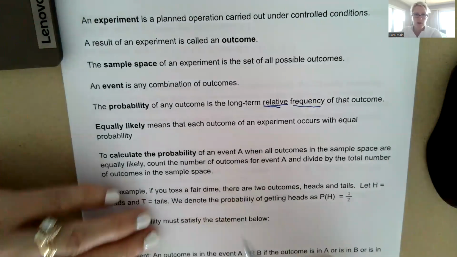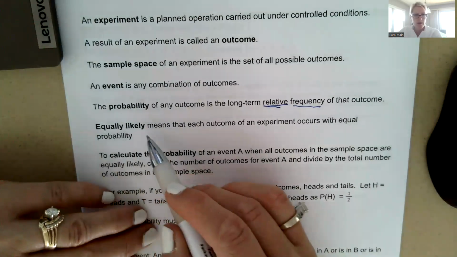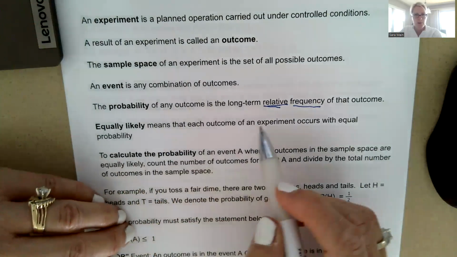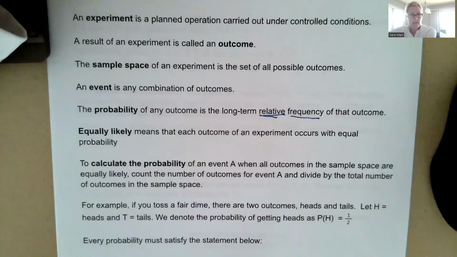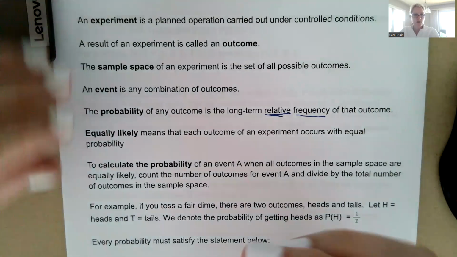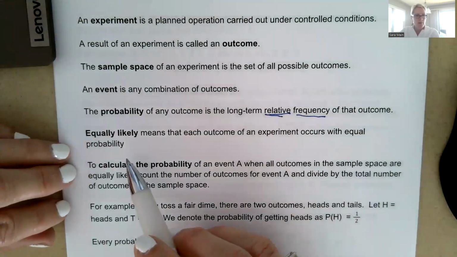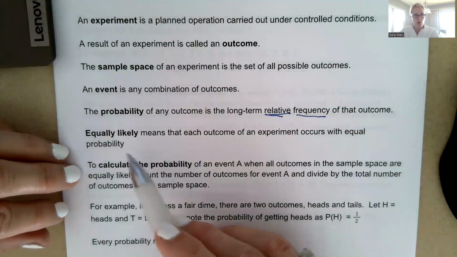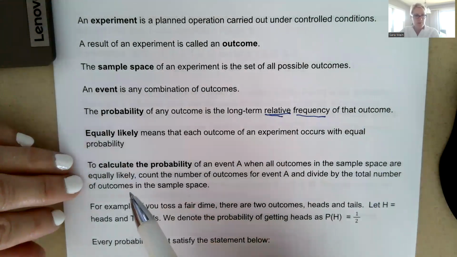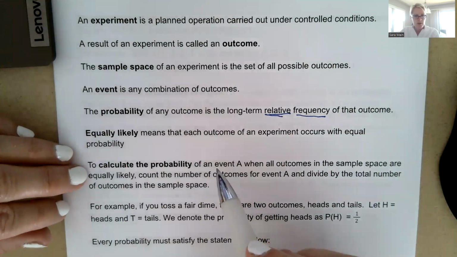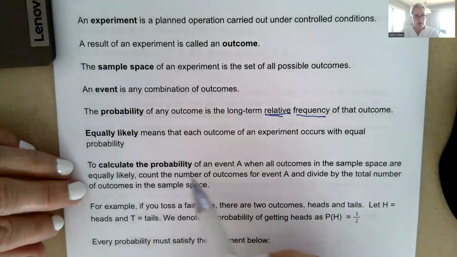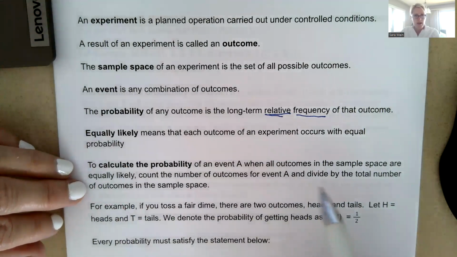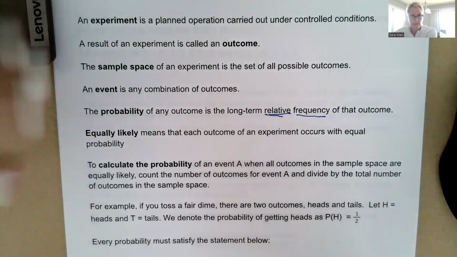classical probability, we talk about things that are equally likely. It means that each outcome of an experiment occurs with equal probability. So drawing a card from a deck, not worried about the suit or the number, rolling a die, flipping a coin, those would be things that are equally likely. To calculate the probability of an event A when all outcomes in the sample space are equally likely, count the number of outcomes for event A and divide by the total number of outcomes in the sample space.